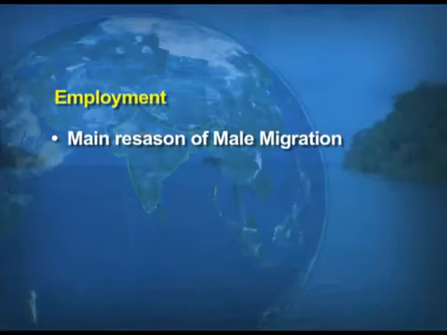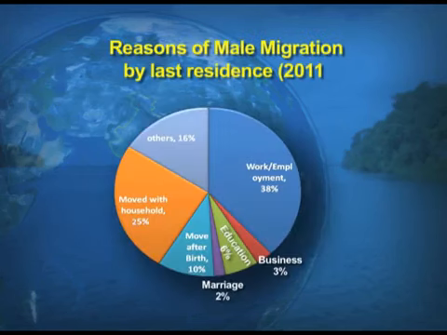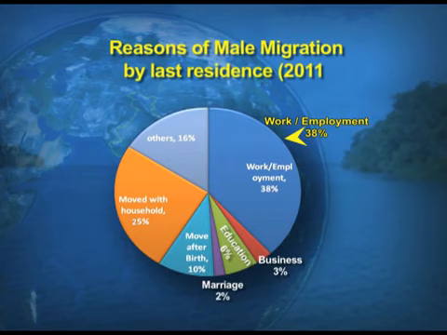Now, the main reason for male migration, as we have already discussed, is employment, and in the case of females, the main reason is marriage. Now, look at the visual, children, on your screens. This visual is a pie diagram showing the reasons for male migration by last residence. If you look at the diagram, you can see that around 38% of the migration of males is only because of employment.